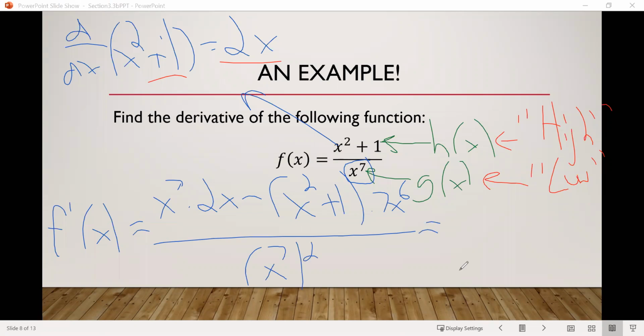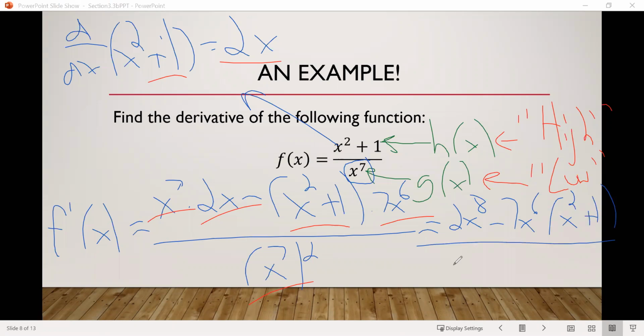Okay, so again, it's our low d high minus our high d low. We square the bottom, and now here we go. And we can just do a little cleanup here. So I can write this as, if I do 2x times x to the 7th, that gives us 2x to the 8th, and you can do minus 7x to the 6th times x squared plus 1, all over x to the 7th squared. Multiply the exponents there, you get x to the 14th. Okay. And in this case, if you want to, you can actually just leave your answer just like that.